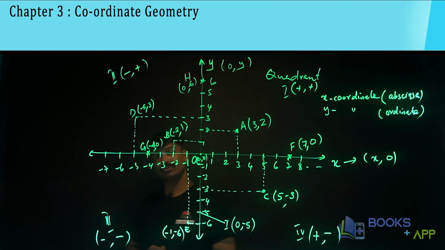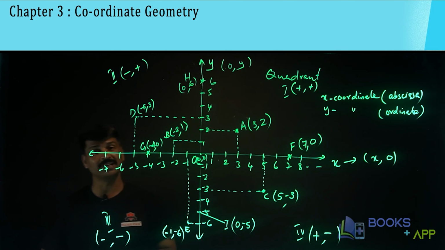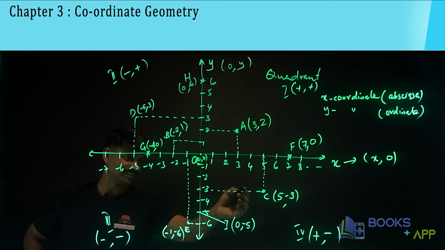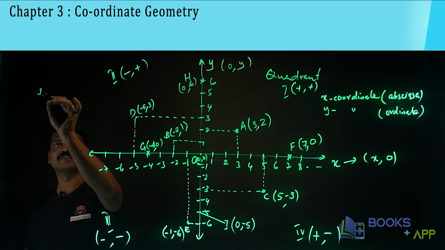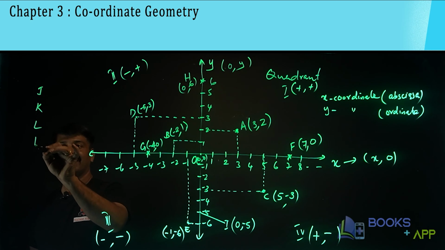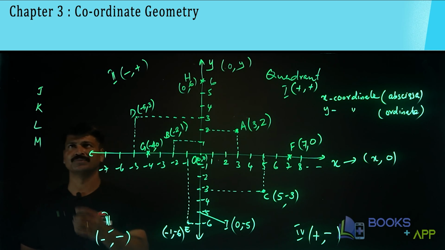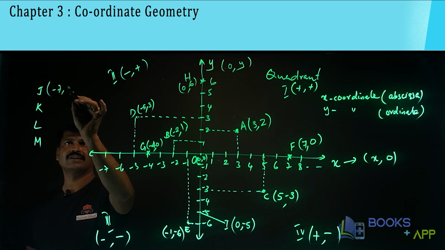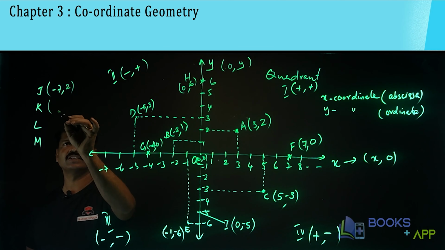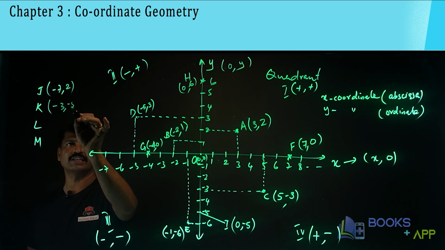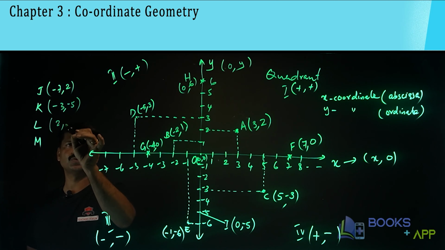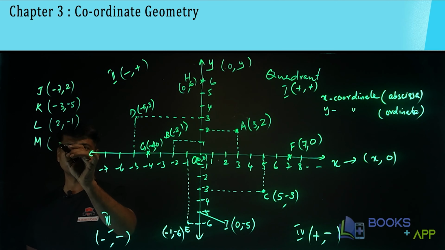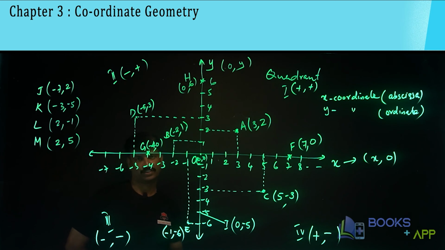Now I will give you some points. You should tell me where it is. We have reached I. Next points are J, K, L, M. It will be clear to you. J is -7, 2. K is -3, -5. L is 2, -1. M is 2, 5. You have to mark these points.